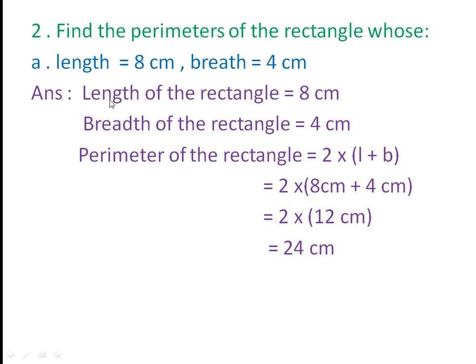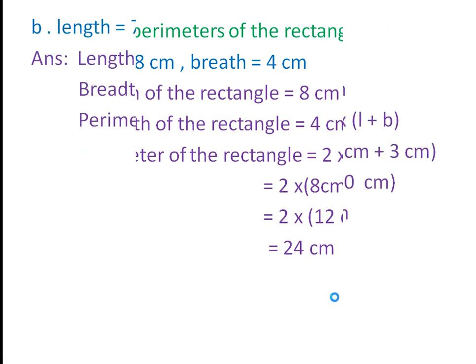Answer. First write down the statements for this problem. Length of the rectangle is equal to 8 centimeters. Breadth of the rectangle is equal to 4 centimeters. Now write down the formula: perimeter of the rectangle is equal to 2 multiplied by (L plus B). Now write down the length and breadth in the brackets: length is 8 centimeters plus breadth is 4 centimeters. First add these numbers: 8 plus 4 is 12 centimeters, and this 12 centimeters multiplied by 2, we will get 24 centimeters as the answer. This is the perimeter of the rectangle.